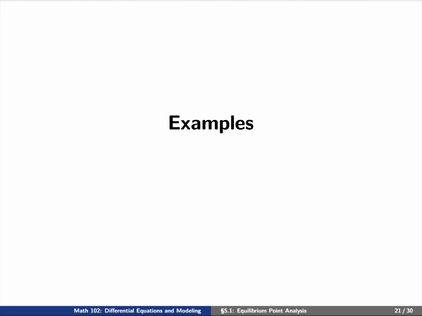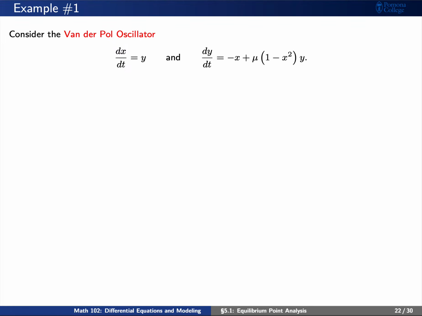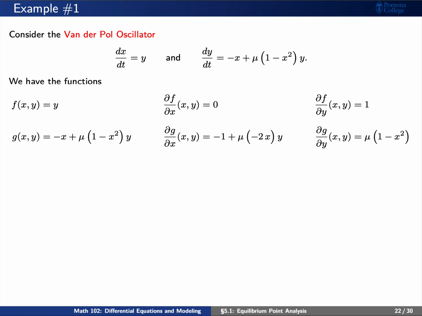We'll end today's lesson by going over a few examples. First, let's consider the van der Pol oscillator. dx/dt equals y, and dy/dt equals negative x plus mu times (1 minus x squared) times y. First, we have the functions f(x,y) equals y and g(x,y) equals negative x plus mu times (1 minus x squared) times y. We can compute the partial derivatives to find that df/dx equals 0, df/dy equals 1, dg/dx equals negative 1 plus mu times negative 2x times y, and finally dg/dy equals mu times (1 minus x squared).